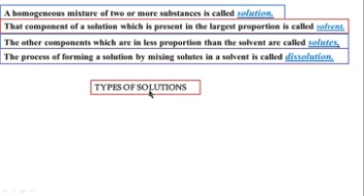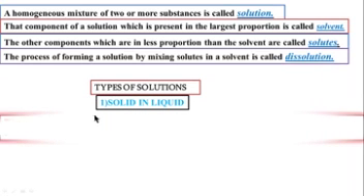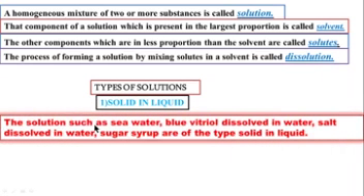Types of solutions. 1. Solid in liquid. Solutions such as seawater, blue vitriol dissolved in water, salt dissolved in water, and sugar syrup are of the type solid in liquid.